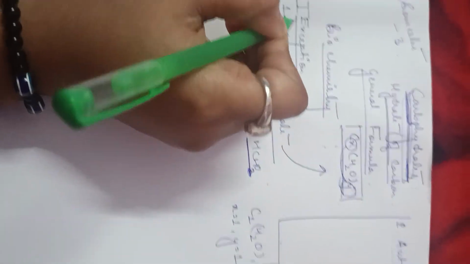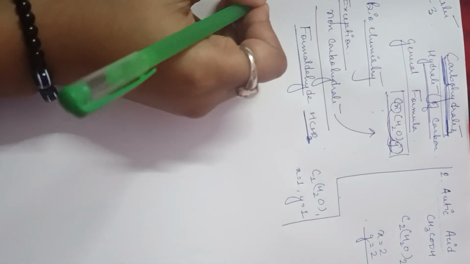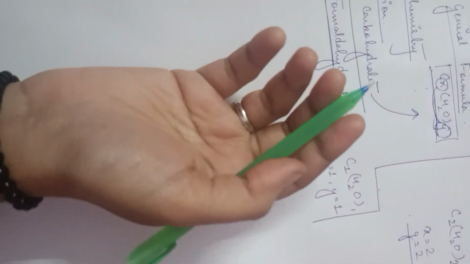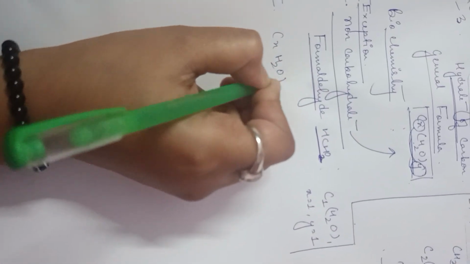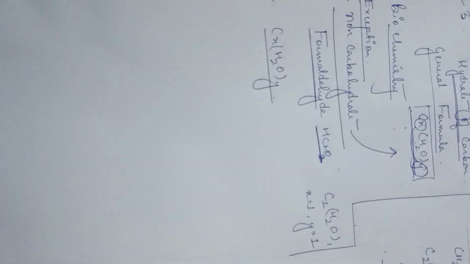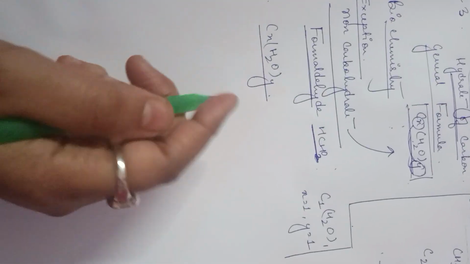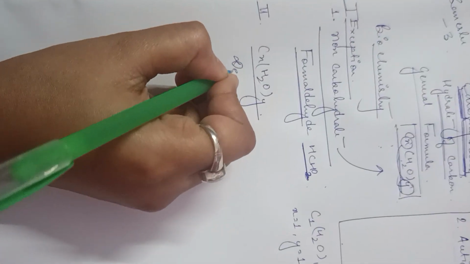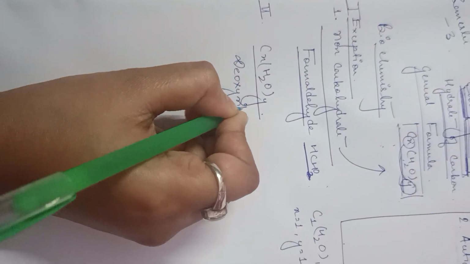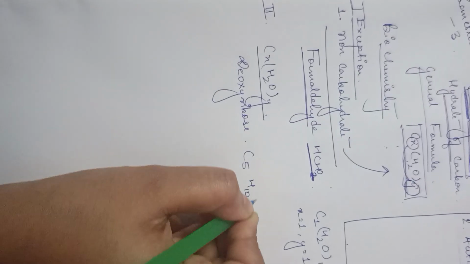That was the whole of exception number 1. Now exception number 2: there are also some carbohydrate molecules which do not follow this general formula CxH2Oy. Let's see deoxyribose. Just write it; when you practice the structures, you will come to know. Deoxyribose formula is C5H10O4.